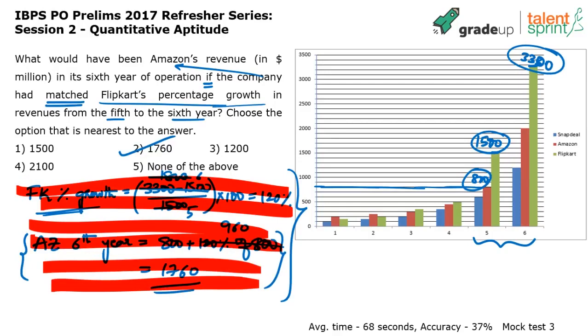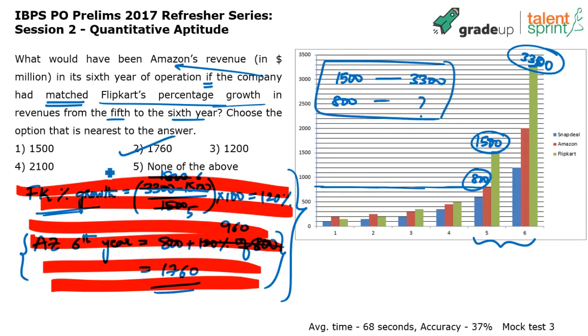A simple way of doing it is, see, he's talking about proportionate growth, right? Whatever growth Flipkart has seen, a similar growth should Amazon see. So Flipkart has become from 1500 to 3300. There is some percentage growth here. Similarly, Amazon should grow from 800 to what? Cross multiply and you will get the answer. As simple as that. So this is the 20-second solution, right?